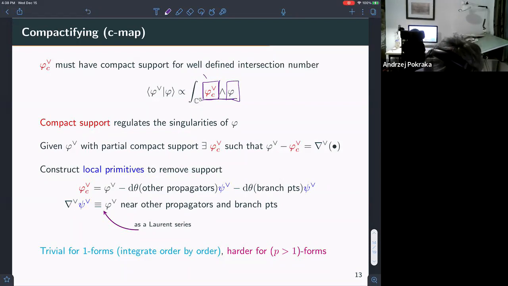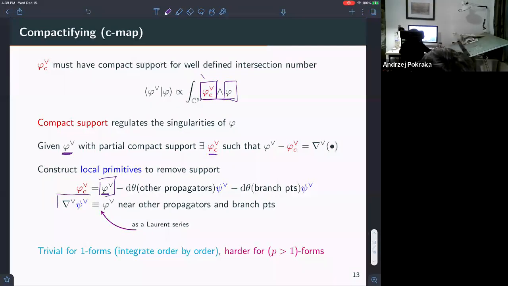And so if we, for example, start with a dual form that has compact support just around the propagators, we can't plug that into this intersection formula. But there always exists a form that has compact support around the branches and the propagators that is cohomologous to the original one we were given. So the difference between these two is some total derivative, which means that they're equivalent in cohomology. And the way that you build such a compactly supported form is you just start with whatever you're given, and then you subtract a primitive of this thing in a little neighborhood around all of the singularities.